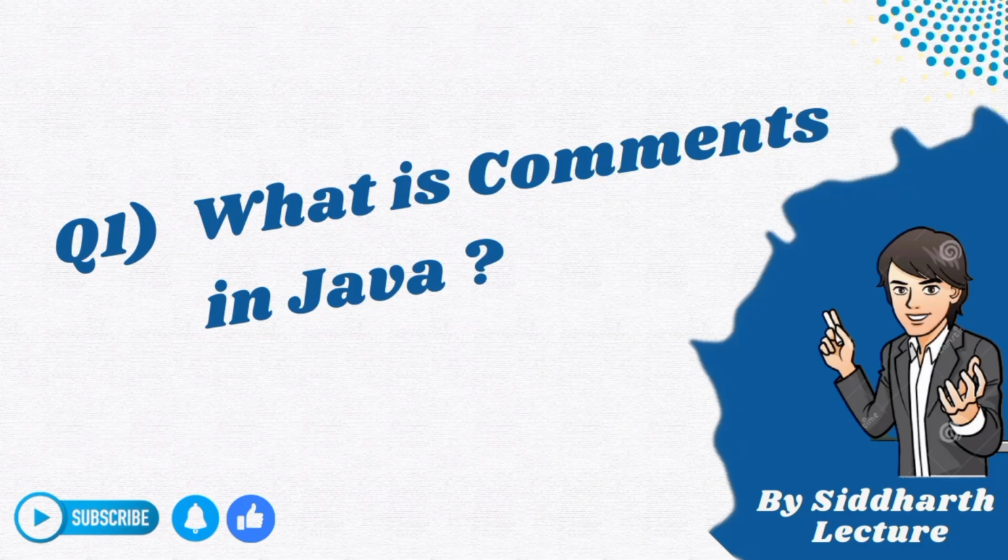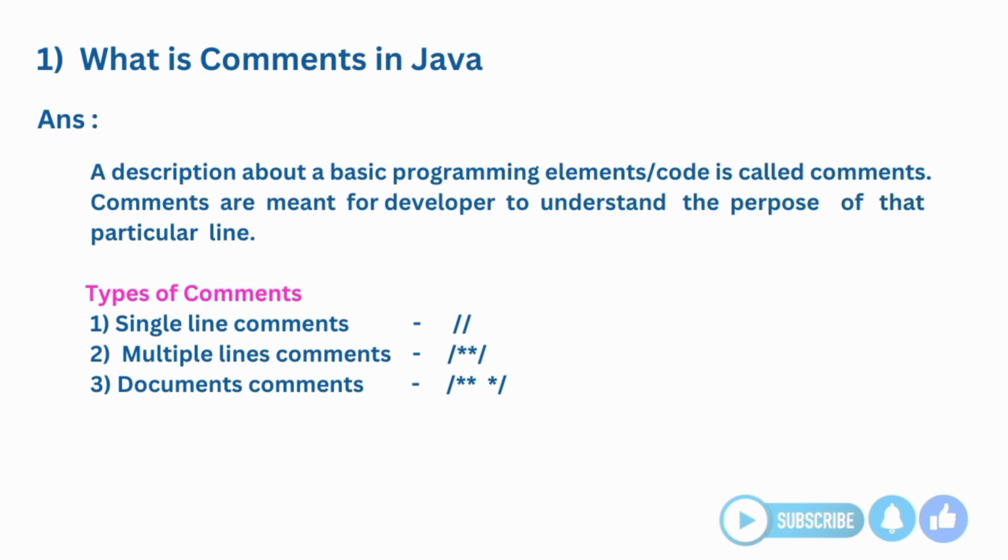So today we are going to discuss comments in Java. Let's see, what is a comment in Java? A description about the basic programming element or code is called comments. Comments are made for the developer to understand the purpose of that particular code.